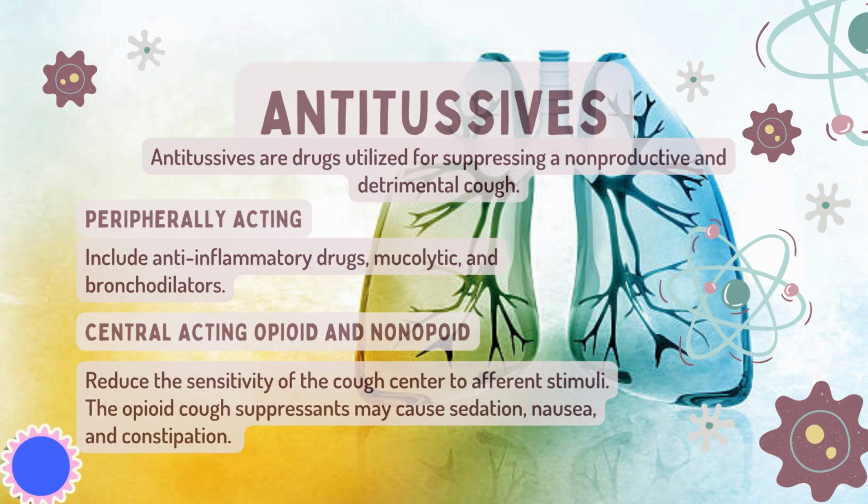Antitussives are drugs utilized for suppressing a non-productive and detrimental cough. First is peripherally acting, which includes the anti-inflammatory drugs, mucolytics, and bronchodilators. The centrally acting opioid and non-opioid drugs reduce the sensitivity of the cough center to afferent stimuli. The opioid cough suppressants may cause sedation, nausea, and constipation.